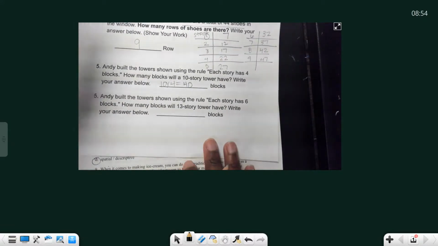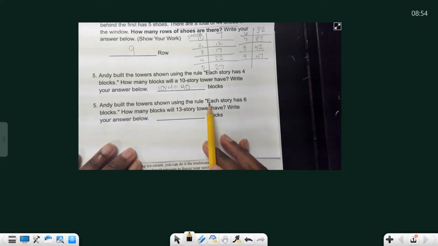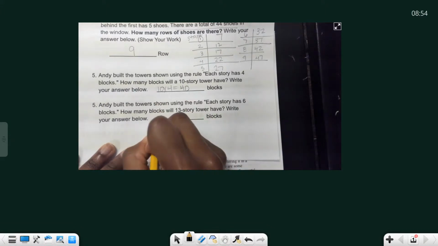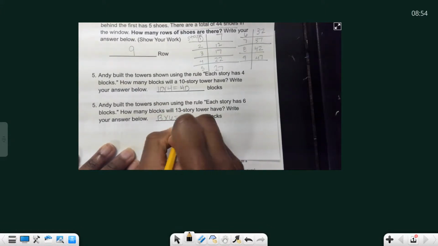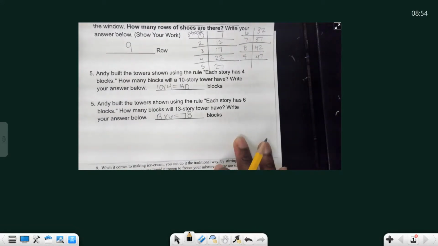All right, let's look at another one, just like it. Andy built towers shown using the rule each story has 6 blocks. How many blocks will a 13-story tower have? This is similar to the one that I gave you all. Josie. Equals? Correct. Yes! We did that one already. All right, next page.